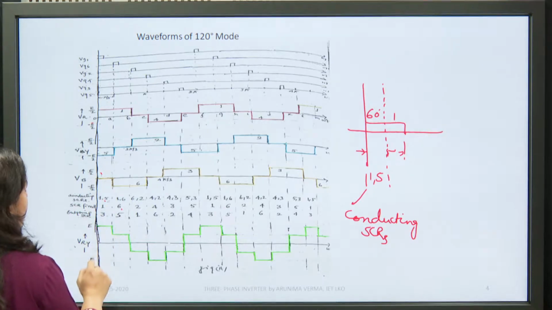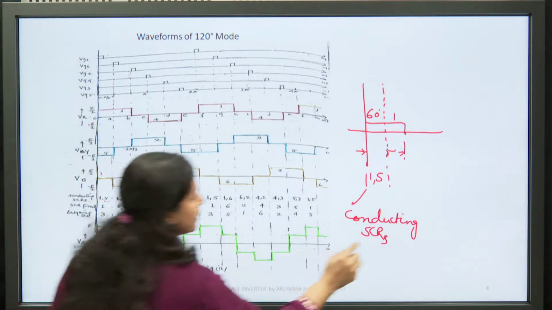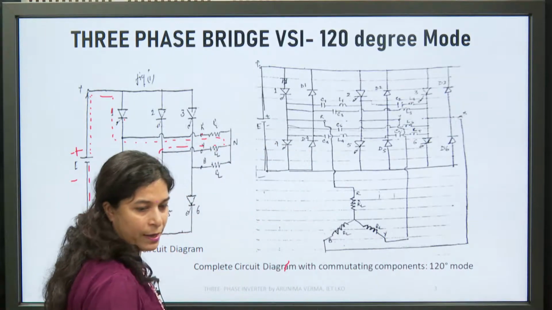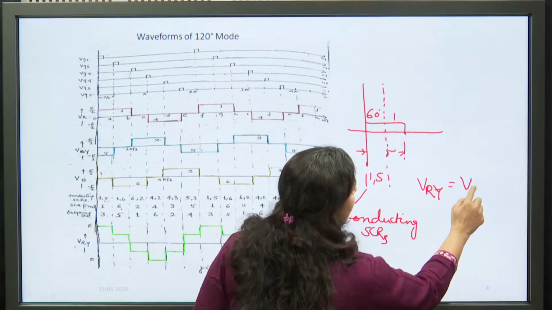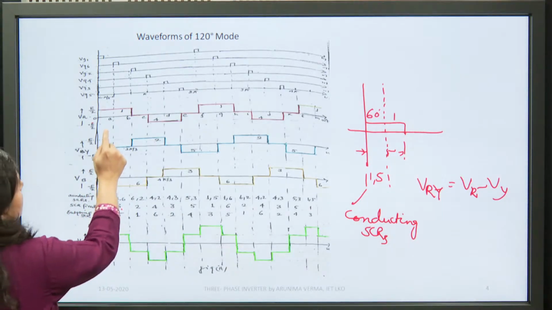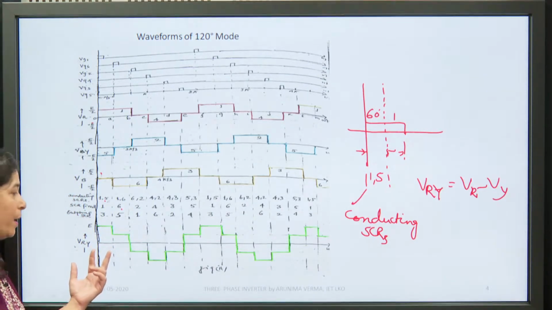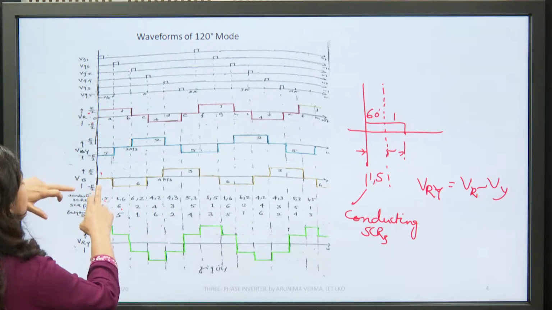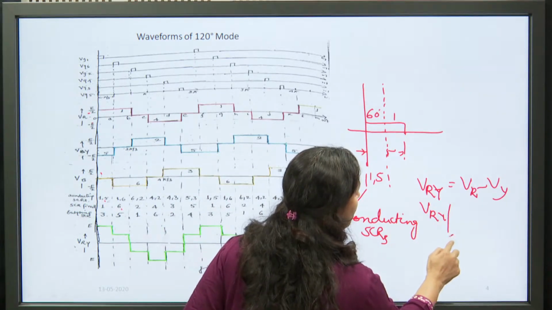This is how we have calculated, and finally, these are the VRY. What we do is we calculate VRY as VR minus VY. Now, during this period we have to see what is the net magnitude available across the load. During the OA period, VR is having E by 2 voltage and VY is having minus E by 2 voltage. So, what will be VRY for period OA?